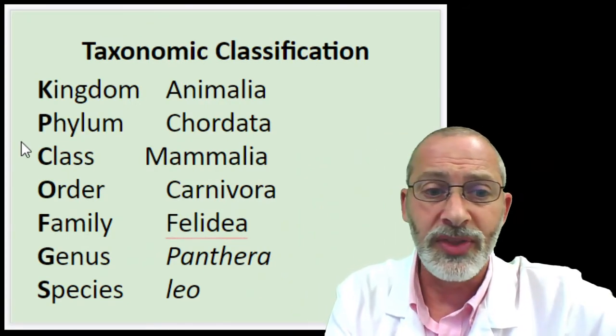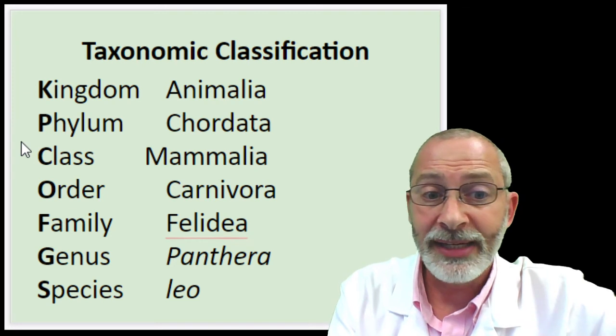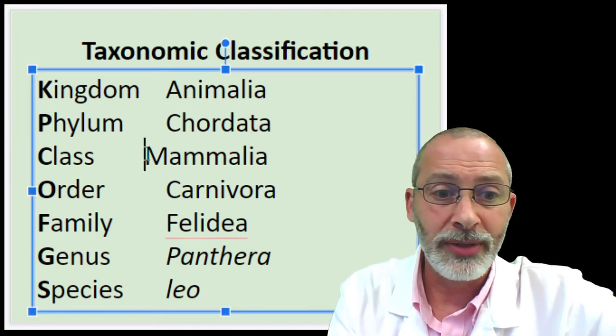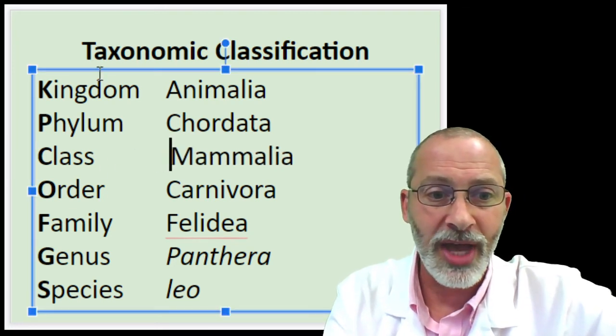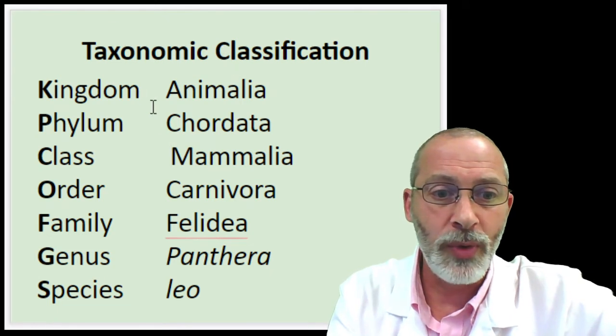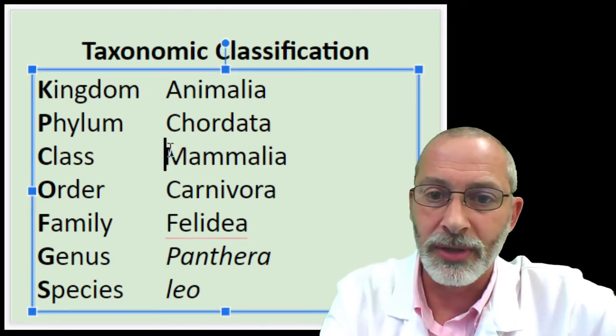Again, we'll use the lion as an example here. This is driving me nuts. Let me just add a little space. That's better. Okay. Wait, too many spaces. Let me backspace here a little bit.